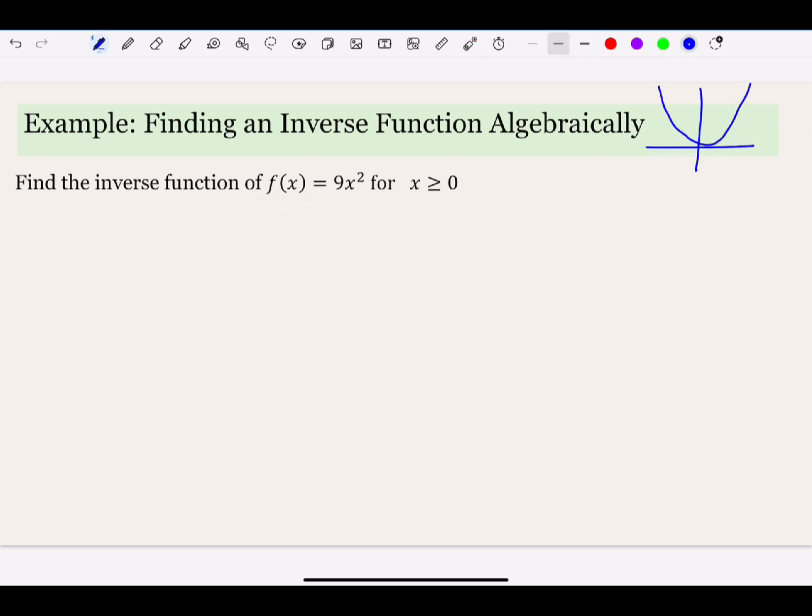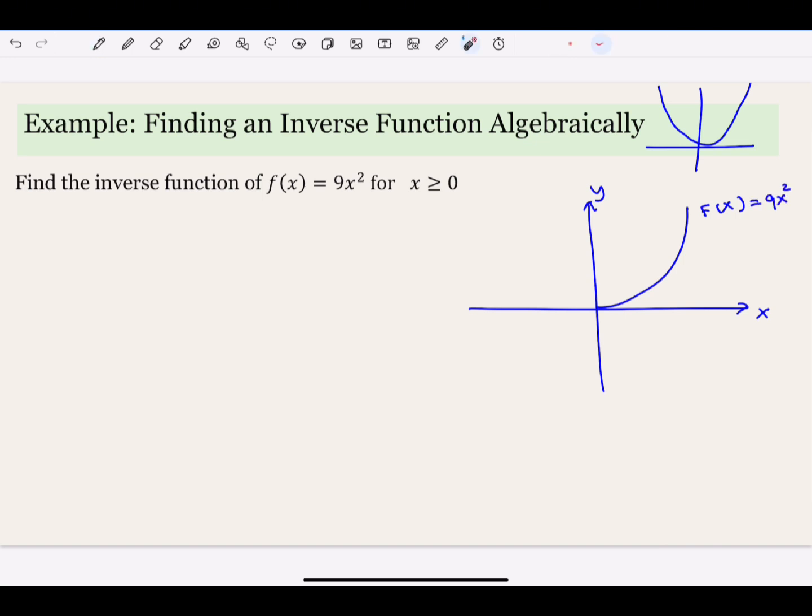But since here we are asked to take the function for all x values greater than 0, you have to consider only part of this graph. Let me sketch this. The graph will be something like this. It's a parabola, but it goes only to one side. This is the x-axis and this is the y-axis, and this is f of x equals 9x squared. Remember, we are looking at all the x values greater than 0. We are not considering the function for values less than 0.